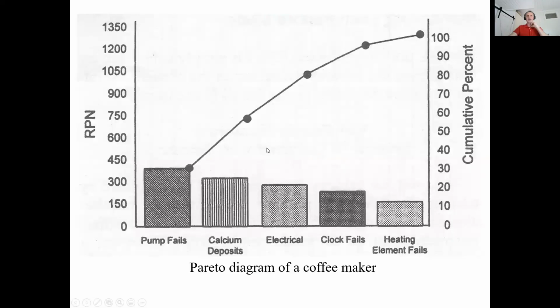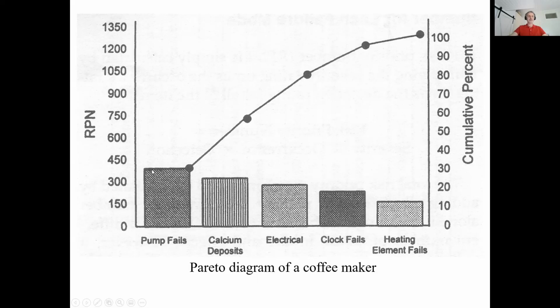Can you see a Pareto diagram of a coffee maker? Yes. Okay, good. So the Pareto diagram is just a way of presenting the order of something. So here, this is, as I said, a coffee maker, and now there's only 5 failure modes: pump fails, calcium deposits, electrical failure, clock failure, and heating element failure. And now all these 5 modes, they have their RPNs.